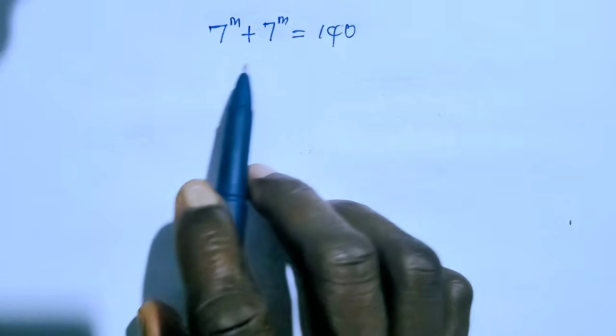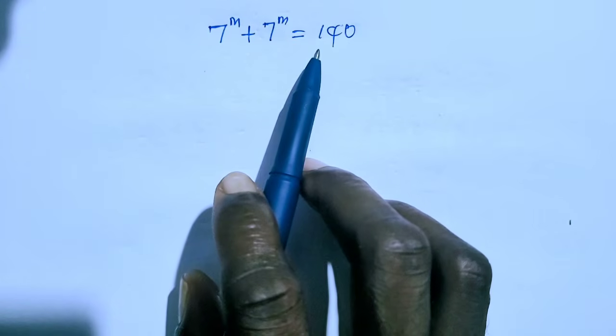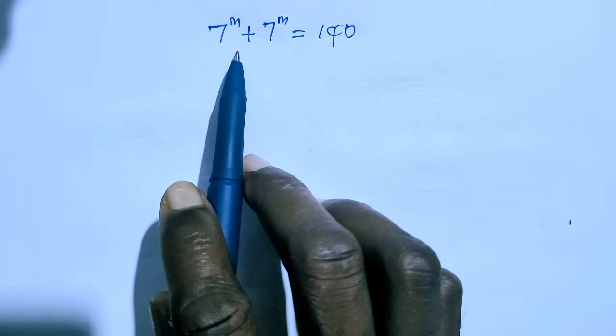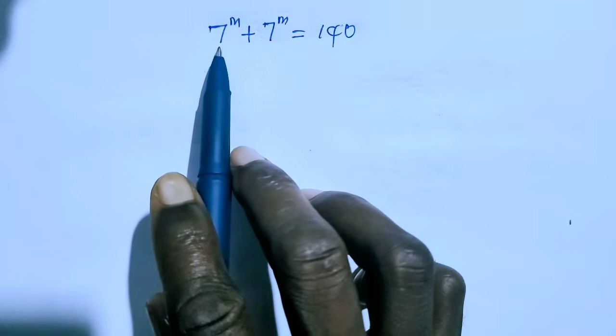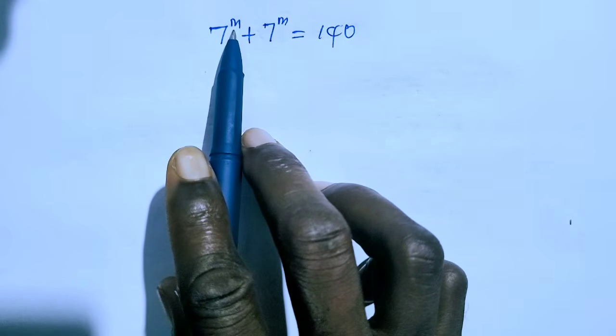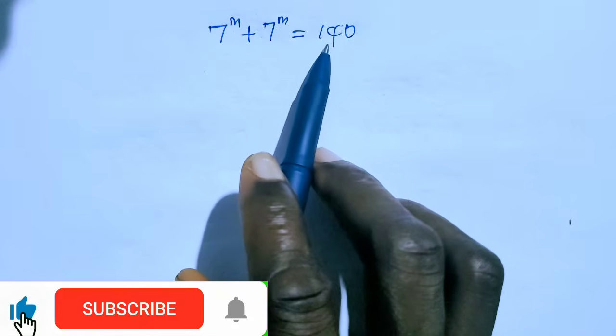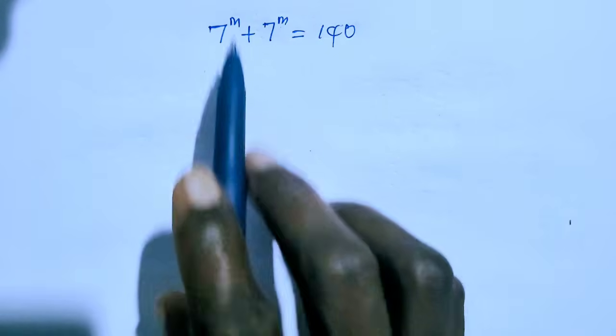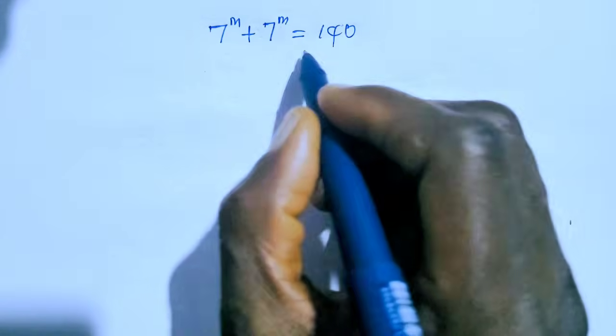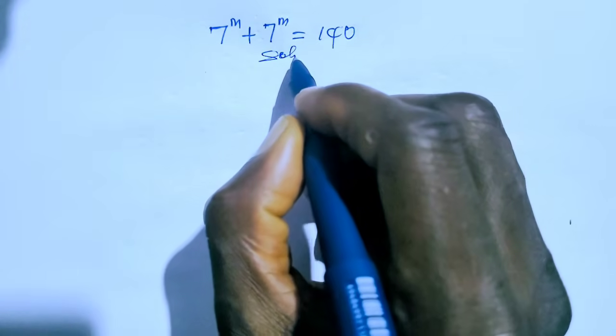In this video, I'm going to teach you how to solve this university common entrance exam question. Now we have 7 to the power of m plus 7 to the power of m equals 140. Here we have to find the value of m that satisfies this equation. Now let's have a solution.